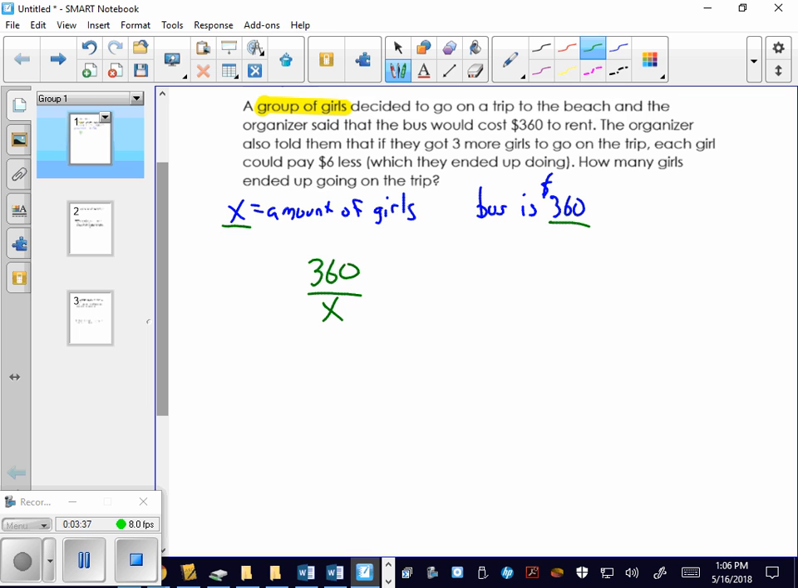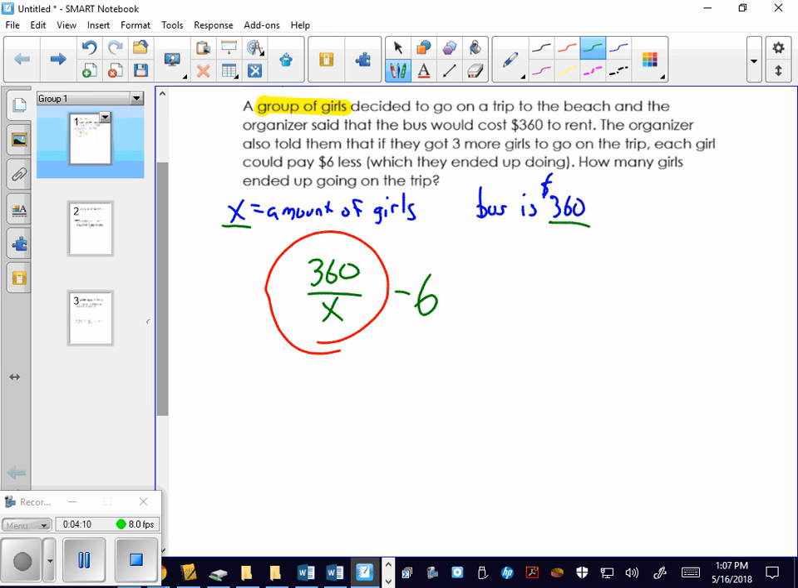If they do get some additional people to go, this cost, which is circled in red, is going to decrease by $6 per person. So each one of them is going to pay $6 less. This is the cost for one person to go on the bus, so that one person could pay $6 less if they get 3 more girls to go on the bus.